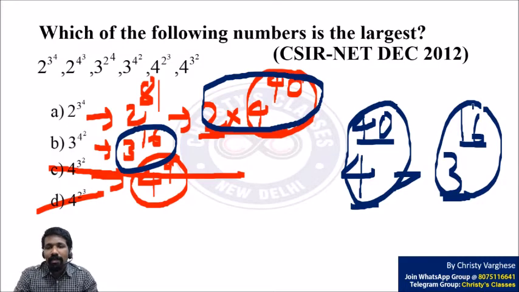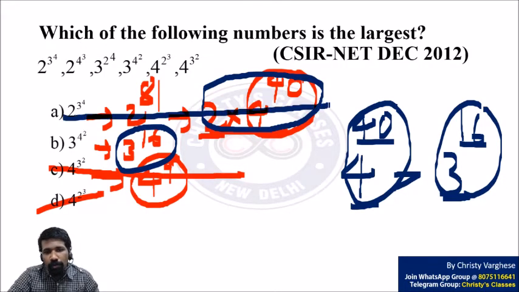For example, 10 raised to 7 and 9 raised to 6. 10 is greater than 9. 7 is greater than 6. So definitely 10 raised to 7 will be greater than 9 raised to 6. Same idea here. 4 raised to 40 will be greater than 3 raised to 16. So 2 times 4 raised to 40 also will be greater than 3 raised to 16.